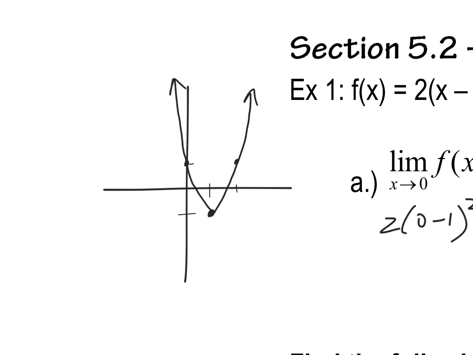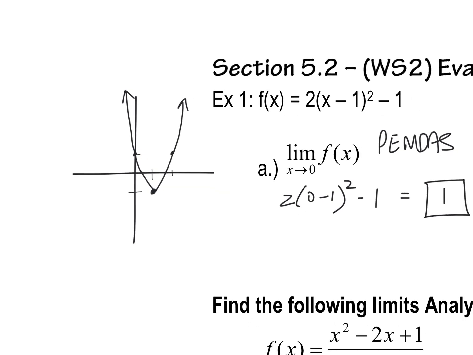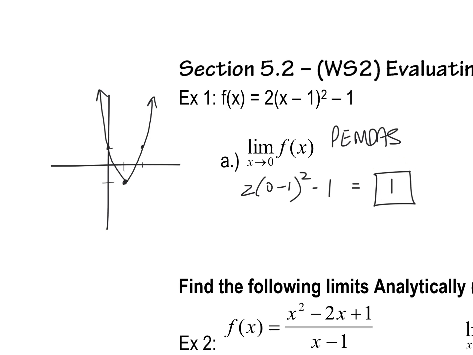But let's actually look at the graph while trying to analyze these limits. The first one was as x approaches 0. So here's x equals 0, it's the y-axis. My left hand and my right hand are both approaching this y value, and they're going to meet right here at a y value of 1. And that's exactly what we got when we just plugged in the value.